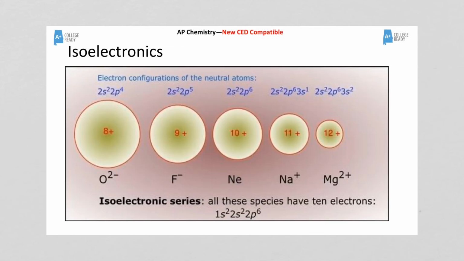Here's the term isoelectronic, and you can see in context what that means is it's when all the things given have the same number of electrons. So it didn't matter if we have oxide or fluoride or neon or the sodium ion or the magnesium ion, they all have the same. This is their neutral atom electron configuration, but when they form an ion, they all end up with this electron configuration.